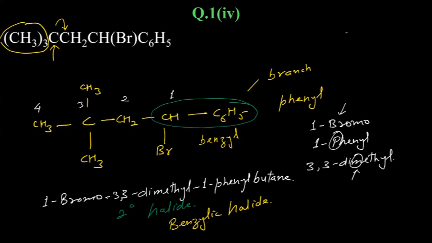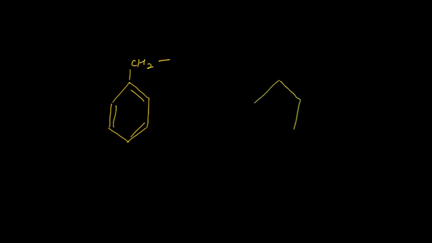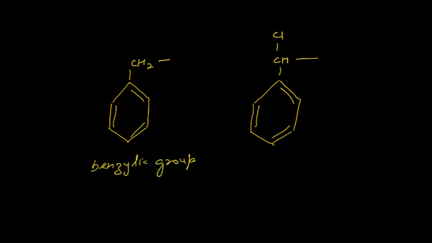Because on the benzyl group, halogen is attached. Again, explaining, just to clarify by the structure. This is benzyl group, okay? And this one, if you replace one hydrogen by halide, this is benzylic halide. Benzylic group. This one is benzylic halide because I have replaced one hydrogen by halogen.